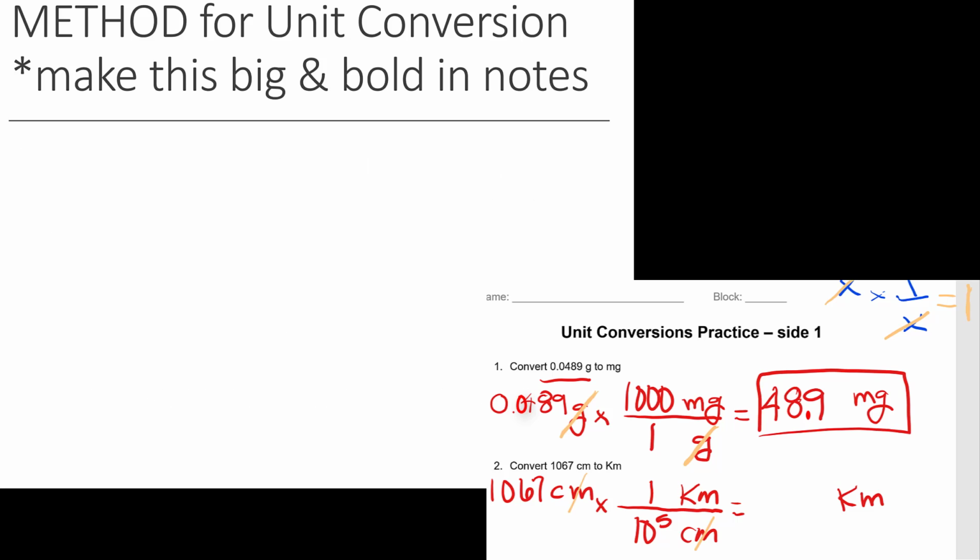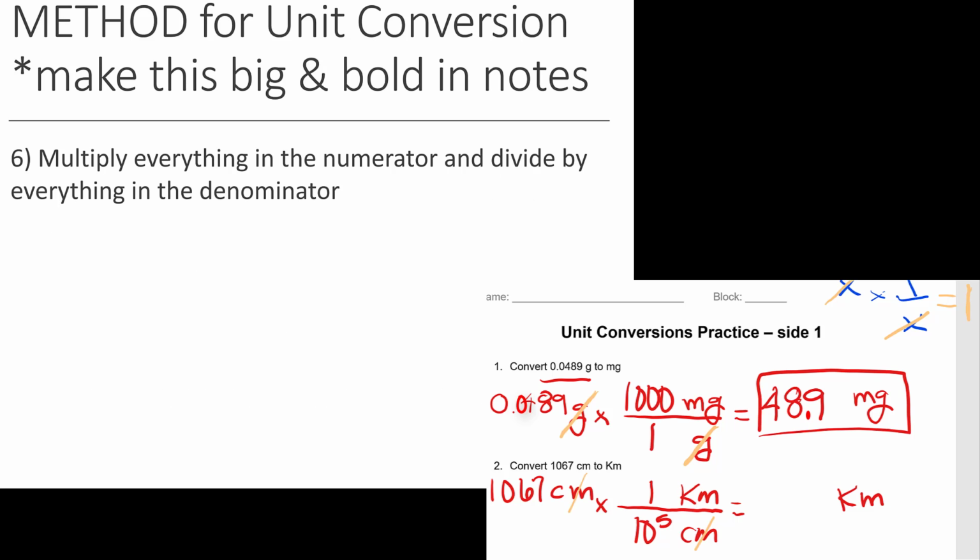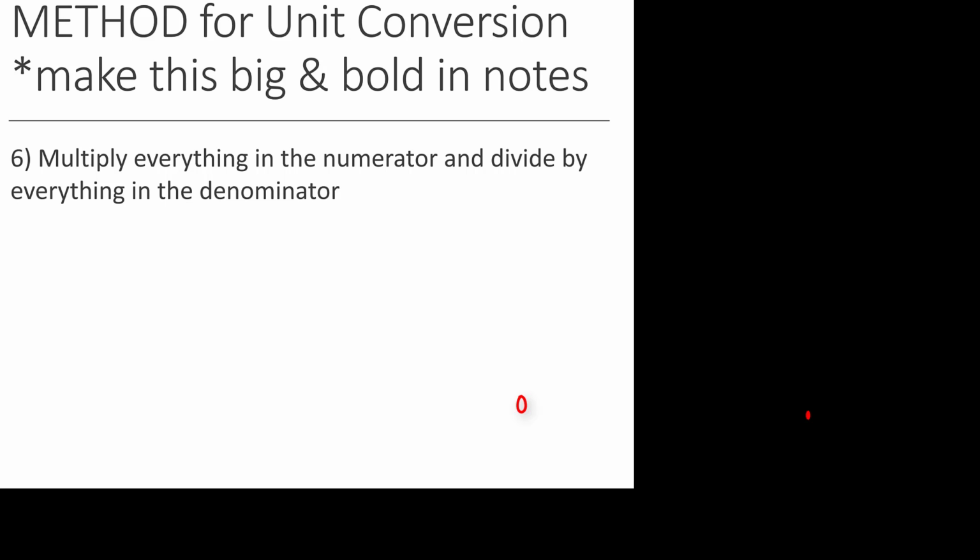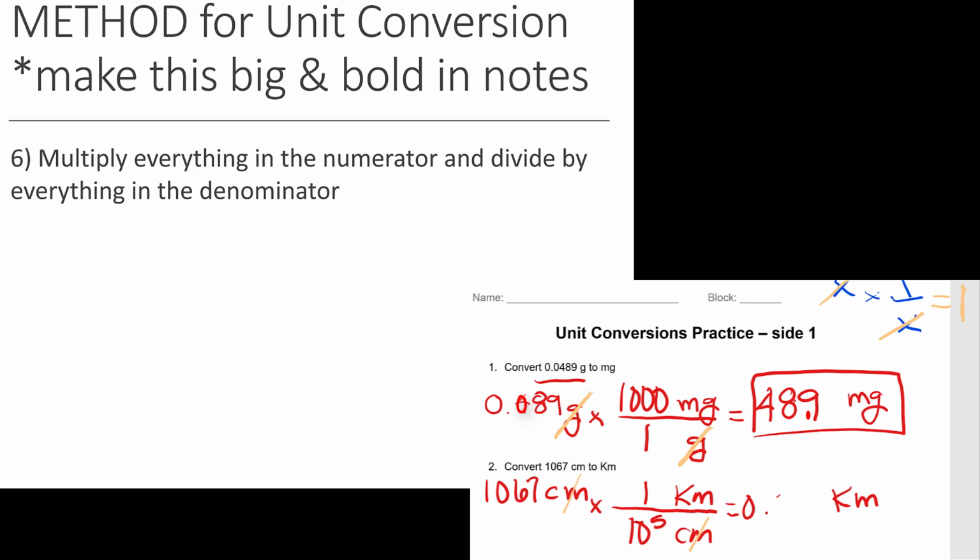Once we have filled in our conversion factors, it's time to multiply everything across and divide by anything that's in the denominator. So we're going to take 1,067, multiply it by the numerator, which is 1, so we get 1,067, and then we're going to divide by 10 to the fifth. So you would take the 1,067, divide by 100,000, and you would get 0.01067. And that's how many kilometers are in 1,067 centimeters.